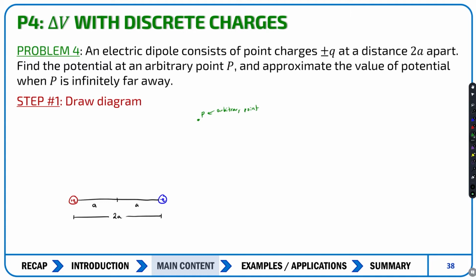That means we do have different distances to consider. We can consider this distance, which we're going to call R2, and we're going to consider this distance, which is R1. We're also going to consider the bisector, or the middle part here, and we're going to call this R. So just a few things to consider.